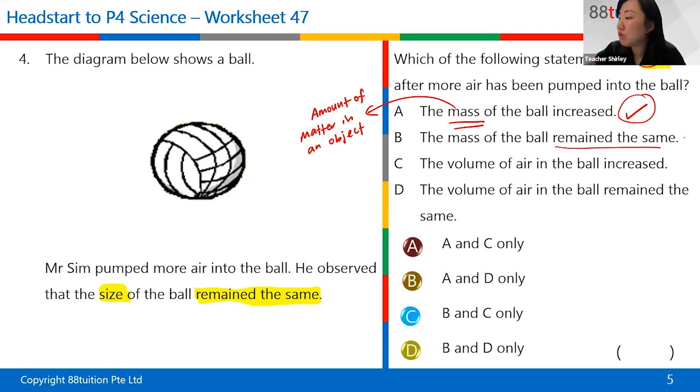Okay, next one. The mass remains the same. So this one is definitely wrong, right? Because the first one is already correct, when we say the mass increases. So the second one says that it remained the same. So this statement is actually wrong.